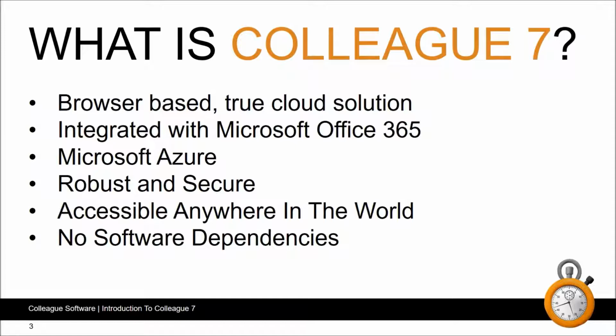So firstly, what is Colleague 7? Colleague 7 is a browser-based true cloud solution. It comes fully integrated with Office 365 and utilizes Microsoft Azure as its hosting platform. This allows Colleague to provide a robust and secure offering, accessible anywhere in the world without any software dependencies beyond your browser and an internet connection.